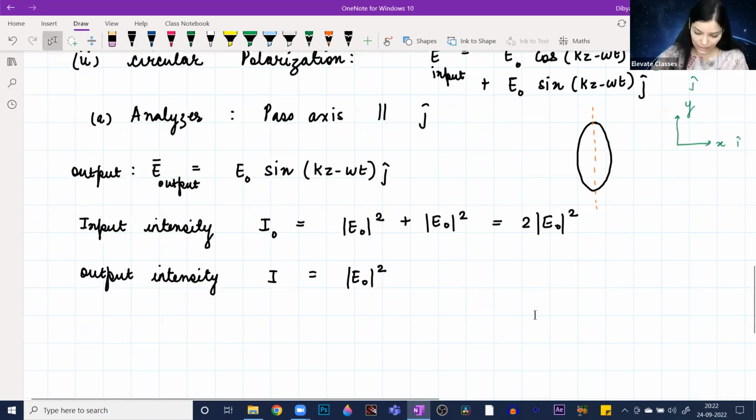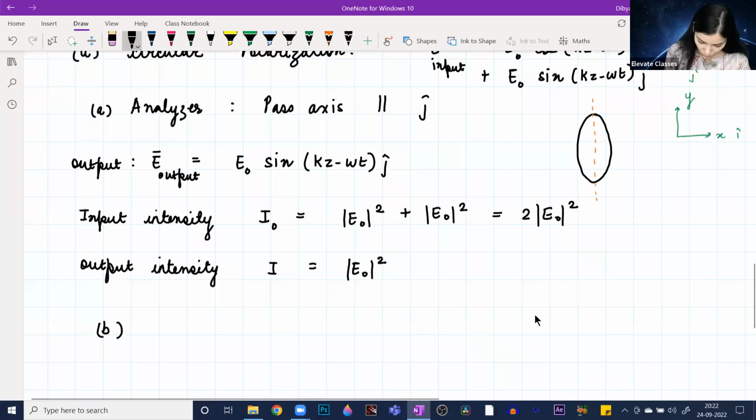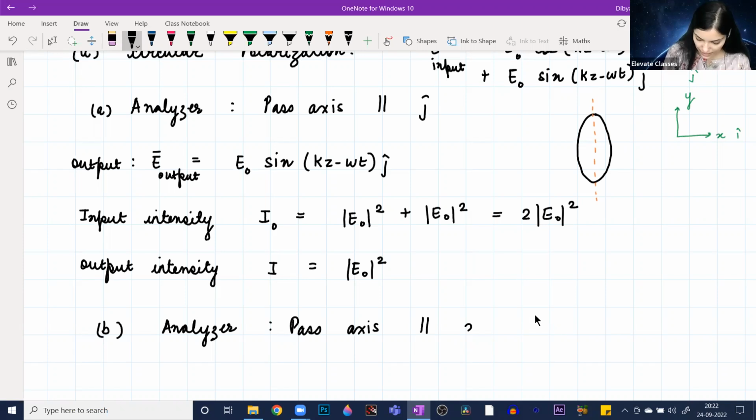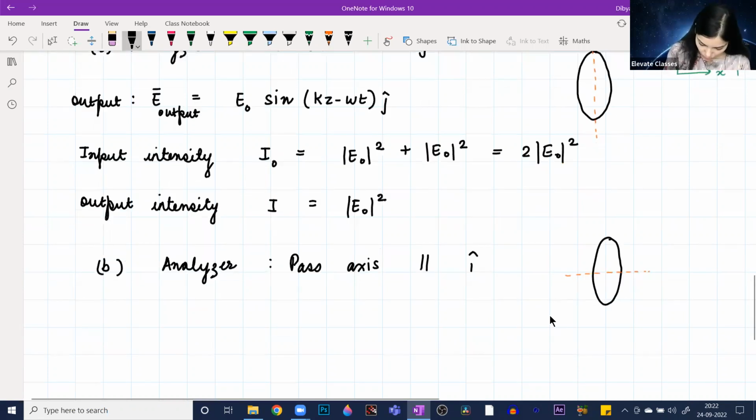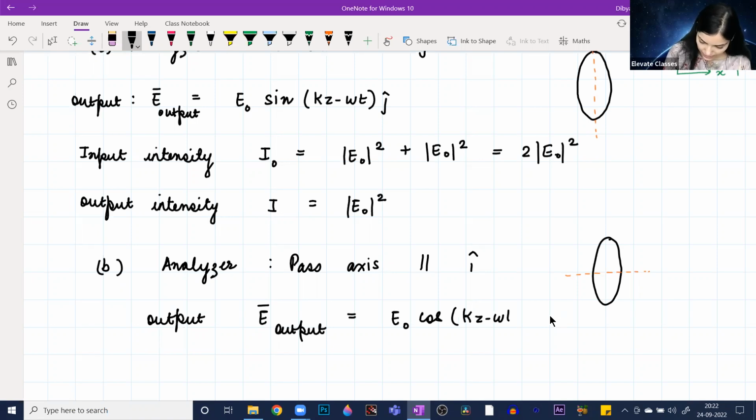Okay. Similarly, I can do a second case. I can do case number B where I have an analyzer whose pass axis is now parallel to X cap, the I cap direction. So now I have my analyzer, but the pass axis of this analyzer is oriented parallel to the x-axis. So I can do the same analysis and I will get that the output field E output in that case is going to be E naught cosine kz minus omega t I cap.